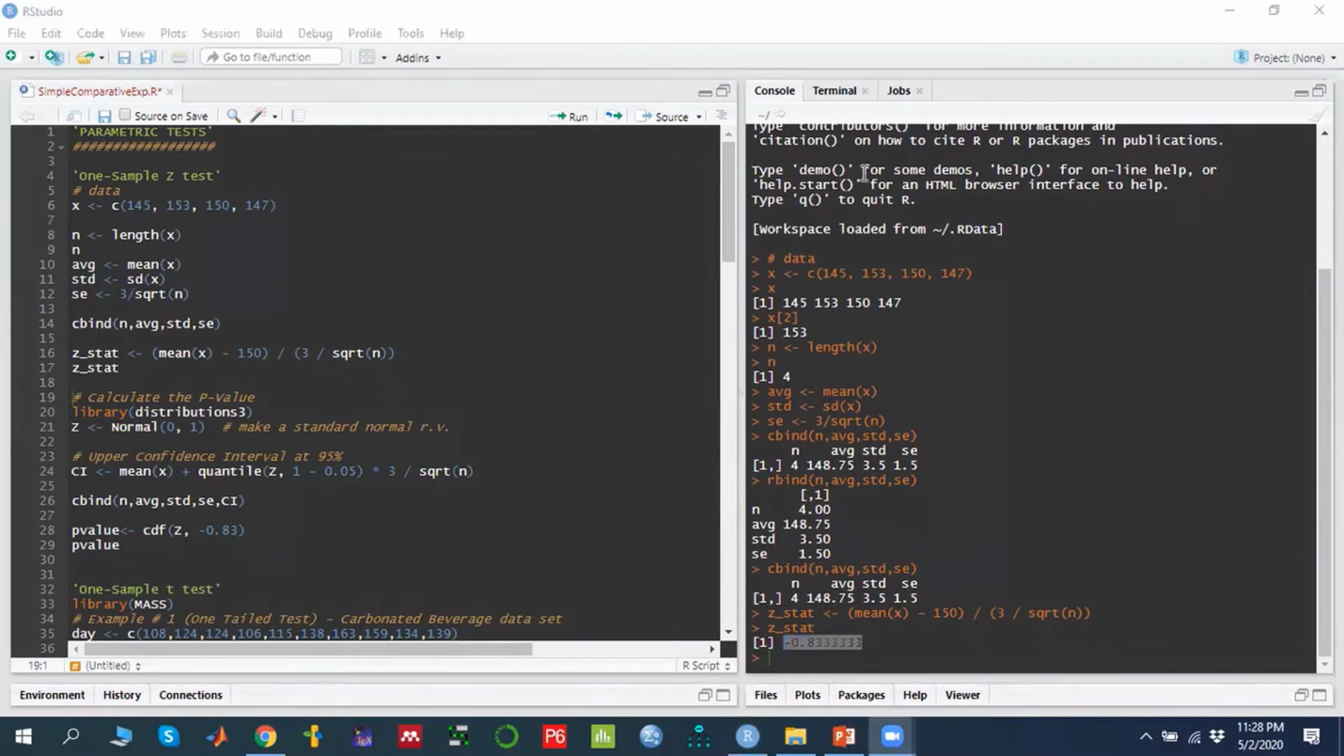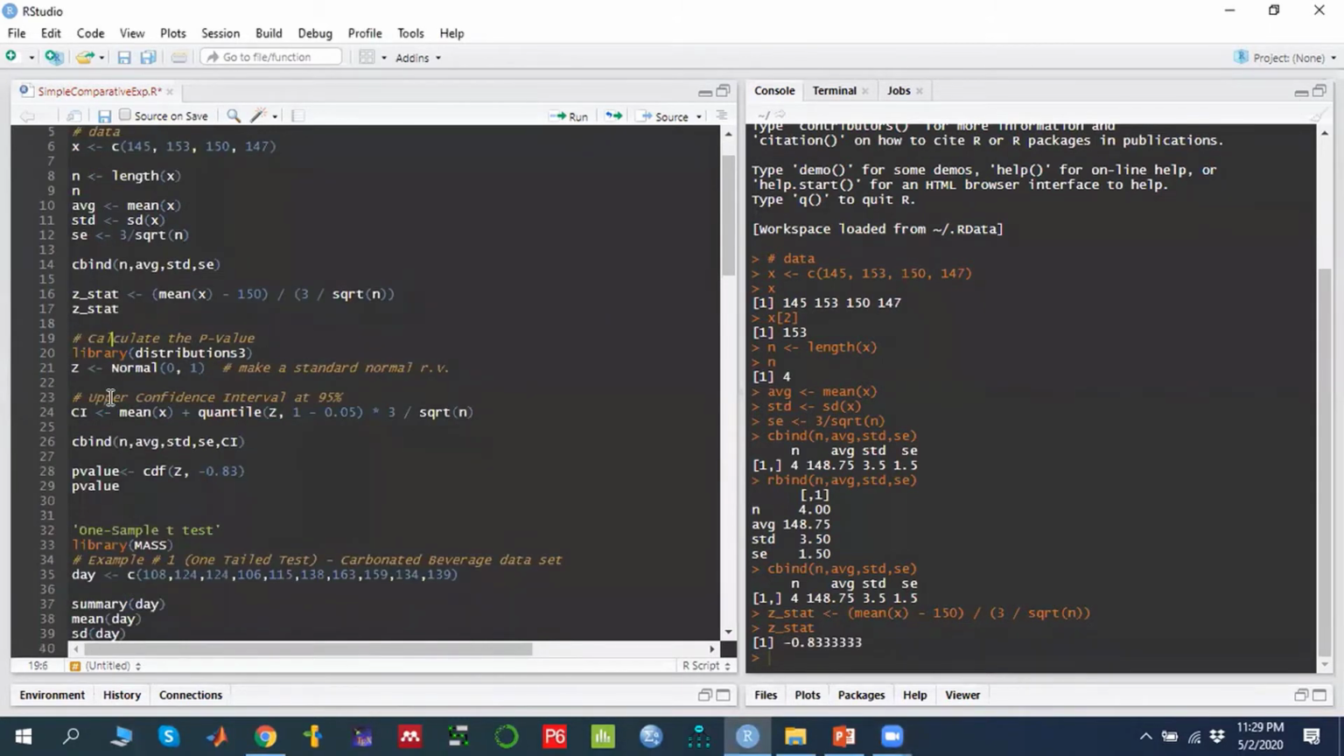So if I draw a standard normal curve, it would look this way. We know that in a standard normal distribution, the mean is always equal to 0. This value is minus 0.833. So this is Z at the left side because it is less than 0. Right? Okay, the next thing is, now I want to find the confidence interval as well as the p-value.